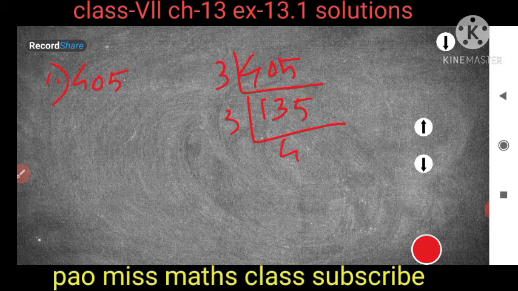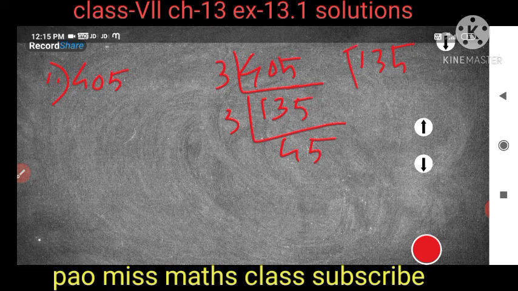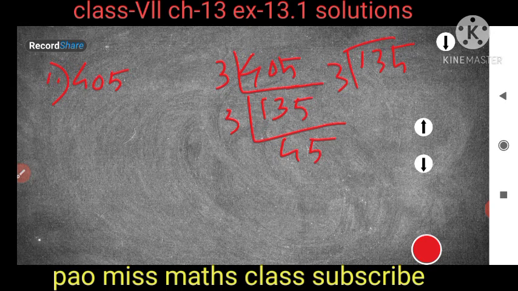3 4s are 12, 1 carry 15, isn't it? So 3 5s are 15, isn't it? So if you are confused then you have to divide like this, okay, from 3, then 3 4s are 12, isn't it? So what is remaining? 15 is remaining.